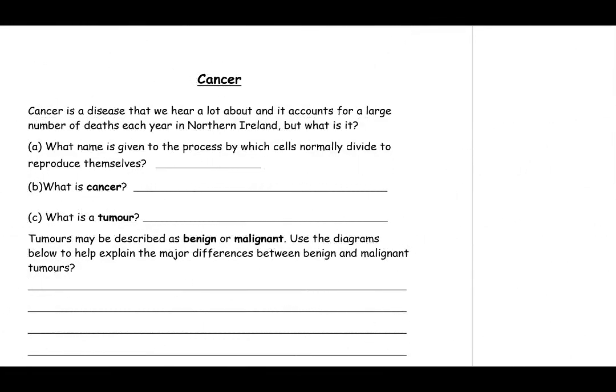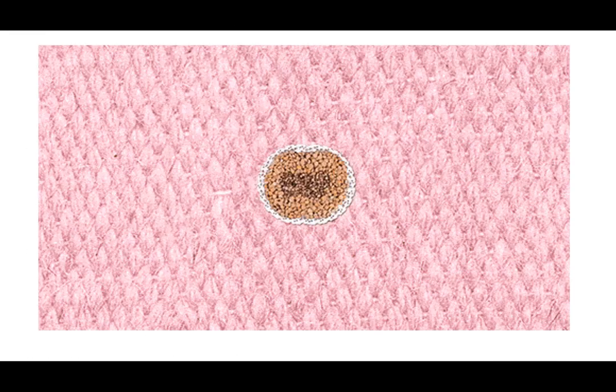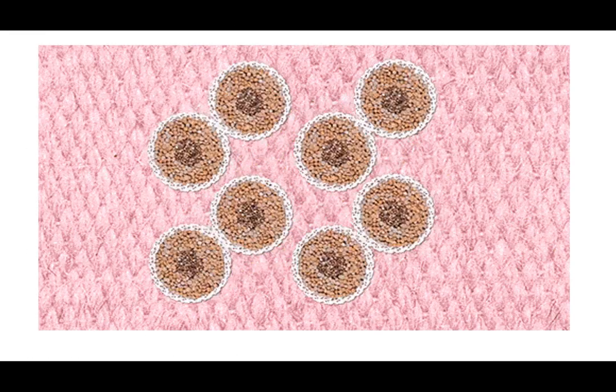So in this section, we're going to be talking about cancer, and this is just the second half of health and disease. So we hear a lot about cancer, but what actually is it? Now, what we know is that cells will normally divide by mitosis. So that's normal cell division used for growth and repair. So this is mitosis happening.